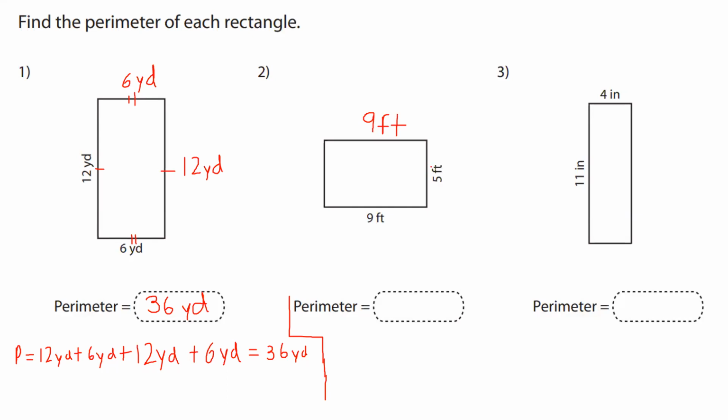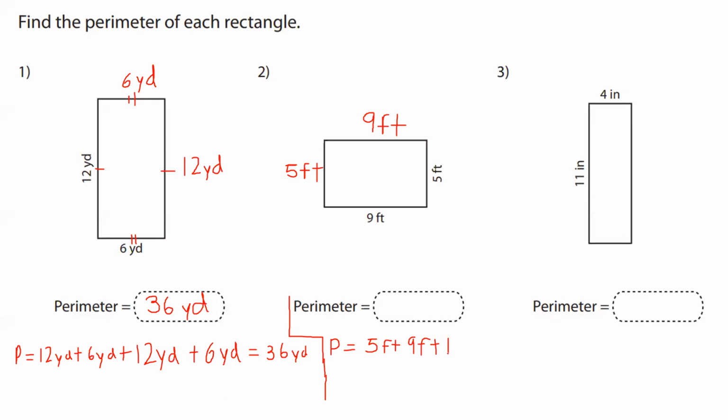This one is 5 feet. The other side is going to be 5 feet. Very good. Okay, so what that means is we have 9 feet plus 5 feet plus 9 feet plus 5 feet. So the perimeter, P, is going to be 28 what? Feet. That's 9 feet. 28 feet. Plus 28 feet.